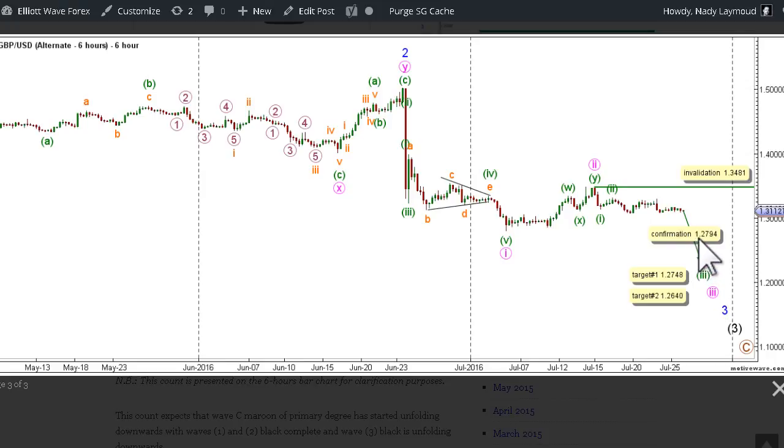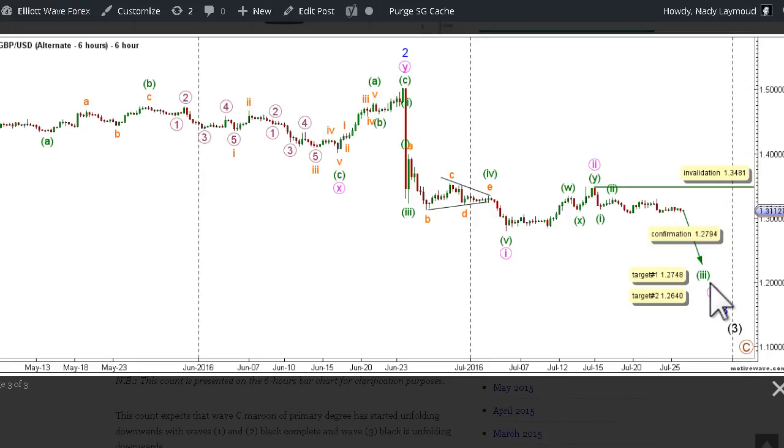This count would be confirmed by movement below 1.2794, and we have two targets for the completion of wave 3 green and wave 3 pink. The first target is at 1.2748, as at that level wave 3 green would reach 1.618 the length of wave 1 green. And the second target is at 1.2640, which is a very initial target, as at that level wave 3 pink would reach 0.236 of wave 1 pink. The invalidation point is at 1.3481, and it should be noted that the invalidation point will be moved to the end of wave 2 green once we have confirmation on the 6-hourly chart that wave 3 green is unfolding towards the downside.